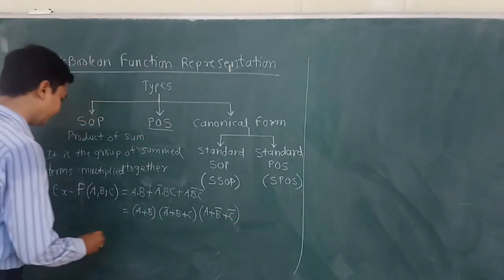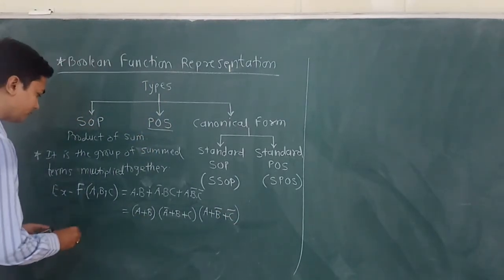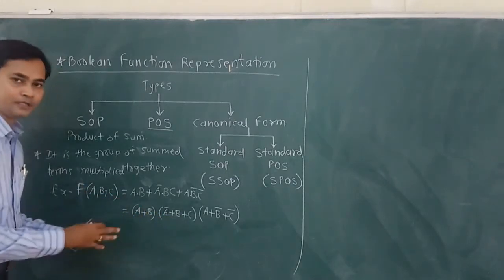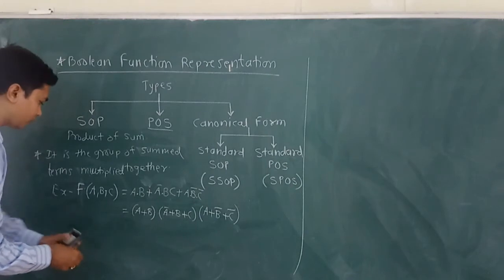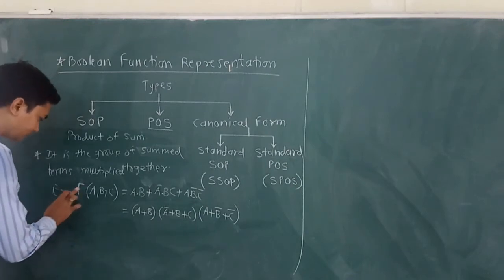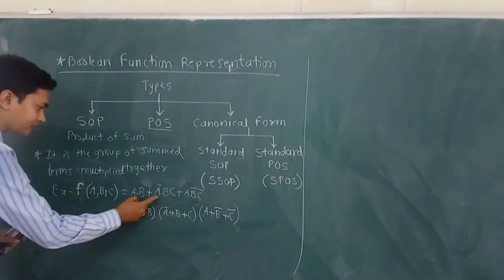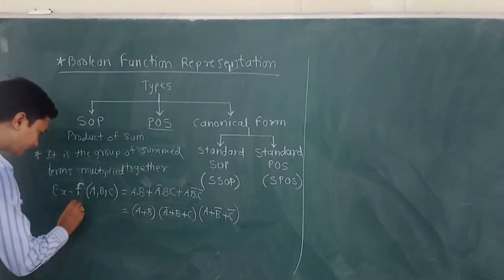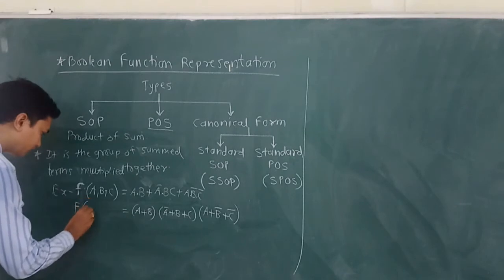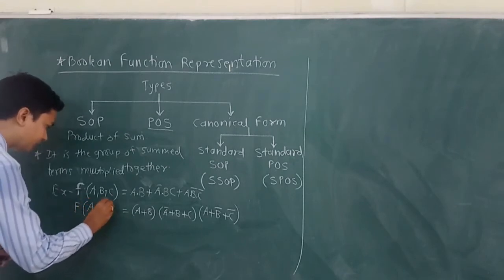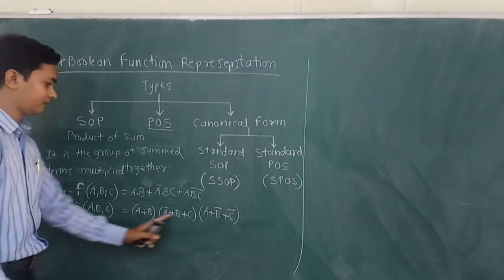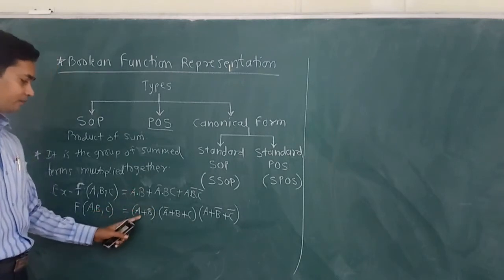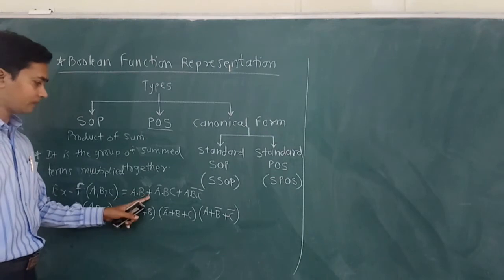Okay, so this is written in POS form. I will write small f here because this expression is in SOP form, and I will simply write capital F here because this is in POS form. A comma B comma C. So this is the SOP form of this, and this is the POS form of this SOP form.